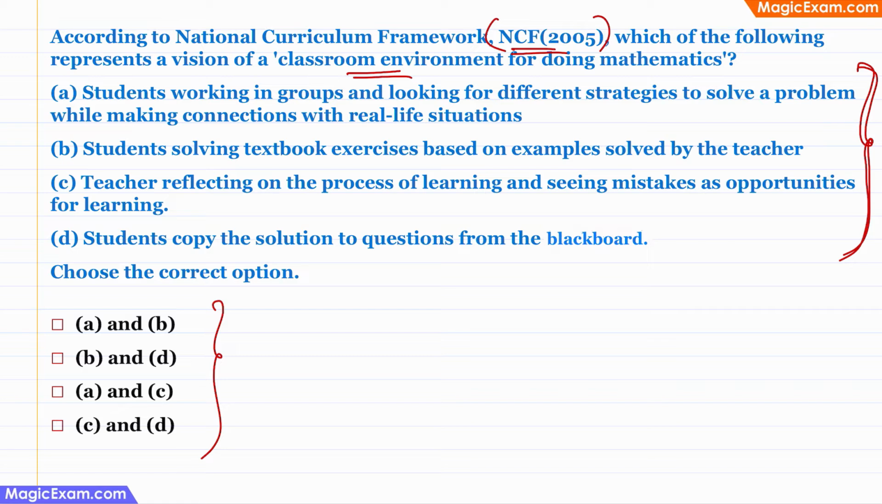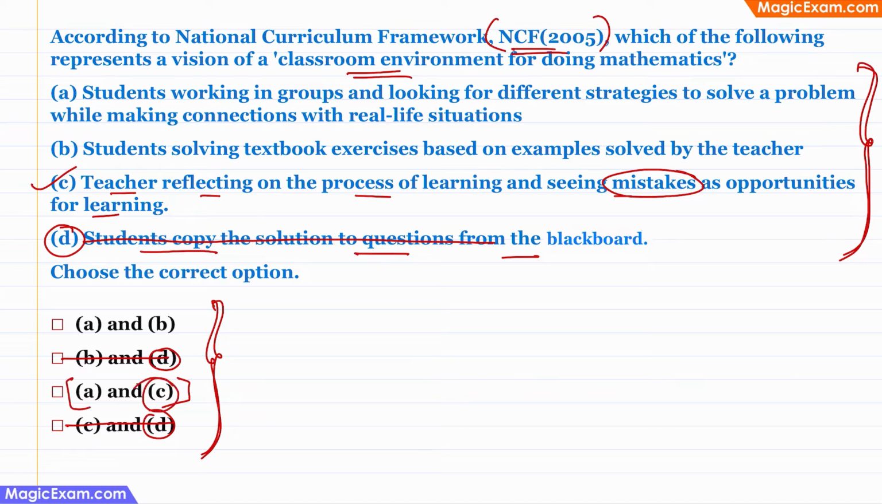Now, if we look at the 4 given statements, students copy the solution to the questions from the blackboard. Now, if students are just copying the questions from the blackboard, then this cannot be a progressive classroom. Therefore, this can be eliminated. If this is eliminated, any option which contains D will also be wrong. Therefore, the last option can be eliminated and the second option can be eliminated because both of them have D in it. Next, teacher reflecting on the process of learning and seeing mistakes as opportunities for learning. This is correct because the teacher is actively participating in the teaching learning process and she's looking at the mistakes that are being committed by the students, and the mistakes are also opportunities for learning. Therefore, C is correct. Now, if you look at the answer choices, only one option, that is option 3, has C in it. Therefore, C has to be the correct answer.